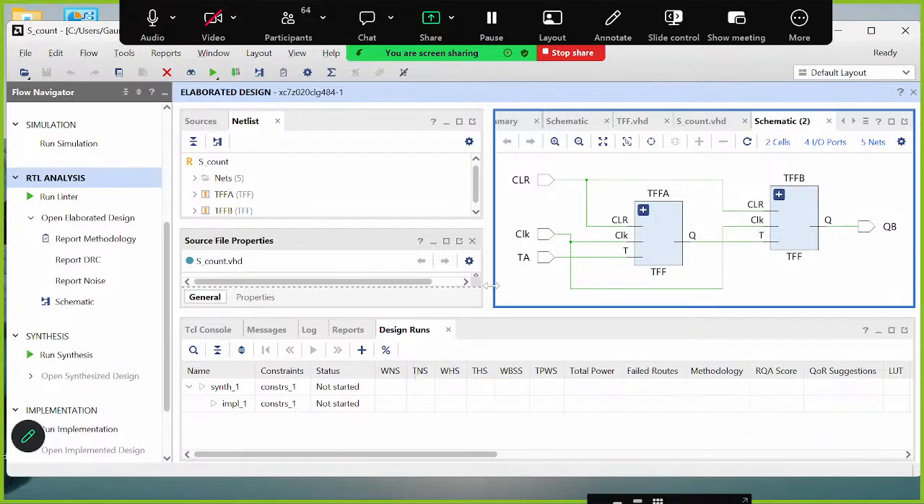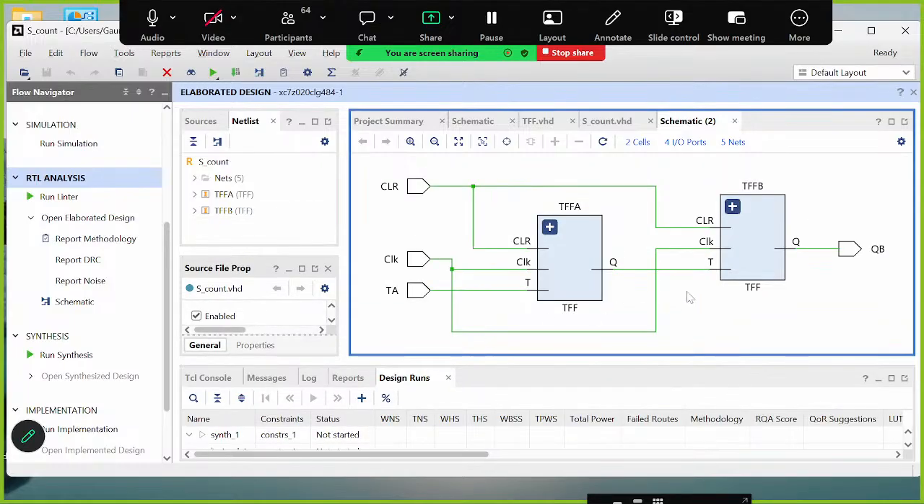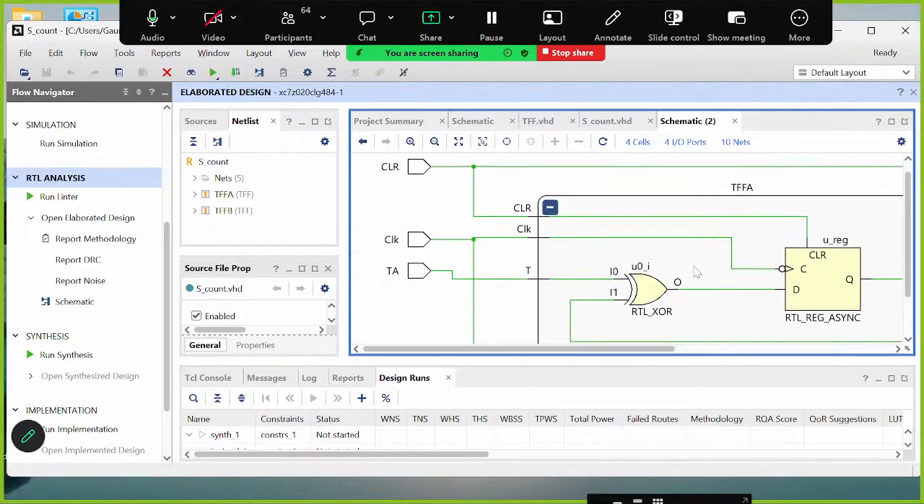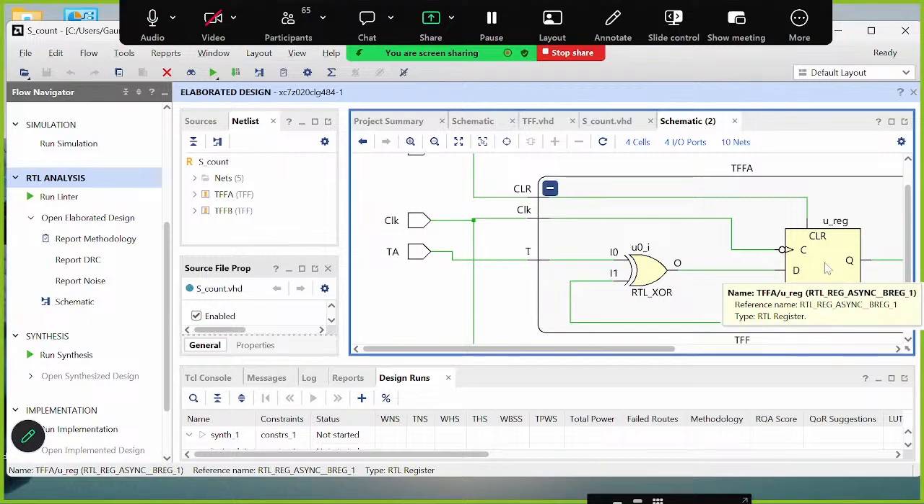Okay, so you can see and closely observe that the output of this Q is connected to this T flip-flop. But if you go inside, you will find that an XOR gate is now connected. If you remember, during your digital electronics course you did conversions from one flip-flop to another. So basically, in this VHDL software, there is a D flip-flop available, and it will design all the flip-flops using this D flip-flop itself.